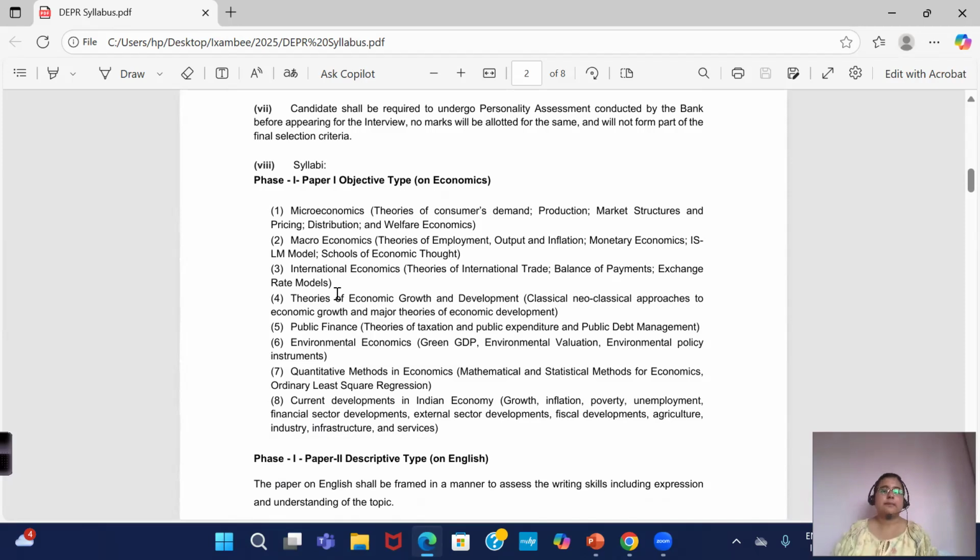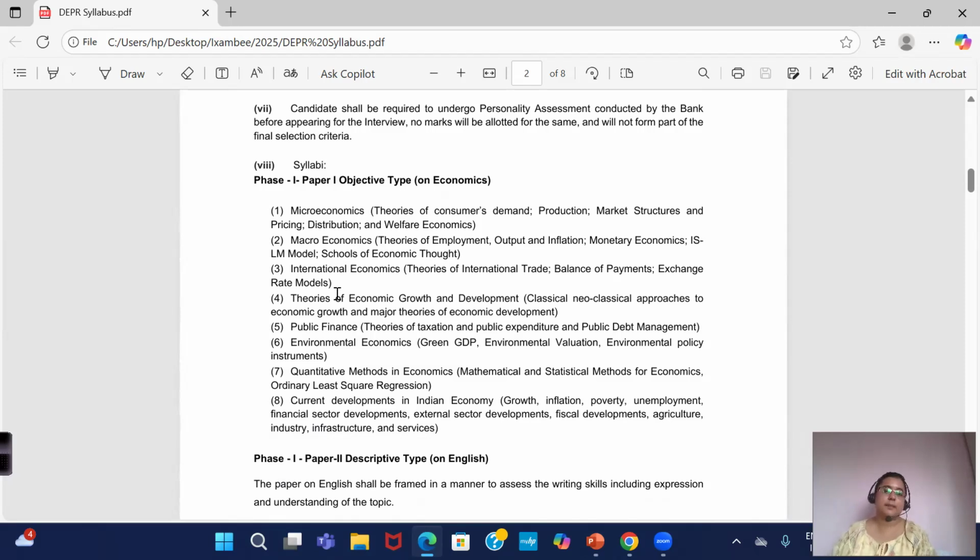Then comes up your environmental economics, which is comparatively a shorter unit, I would say. A lot of questions do not come up from environmental economics, but yes, the basic idea should be very clear to all of you. So, the concept of green GDP, environmental valuation, environmental policy instruments, all these things should be clear.